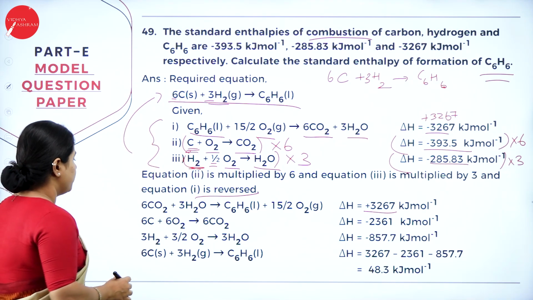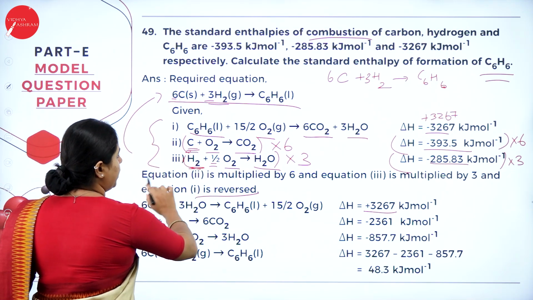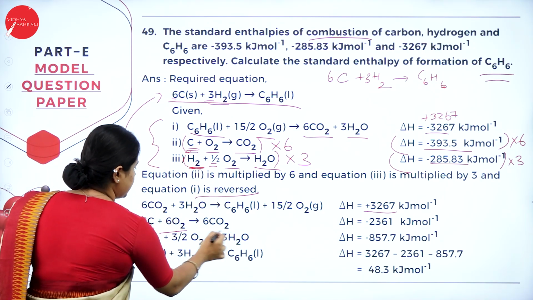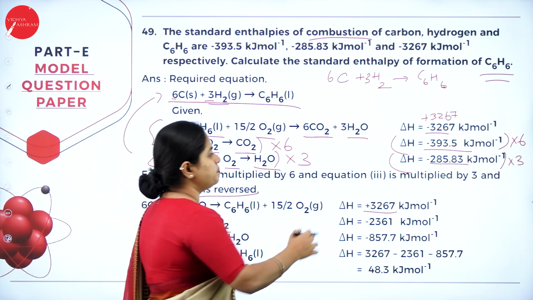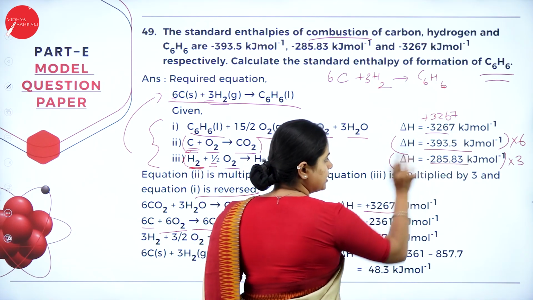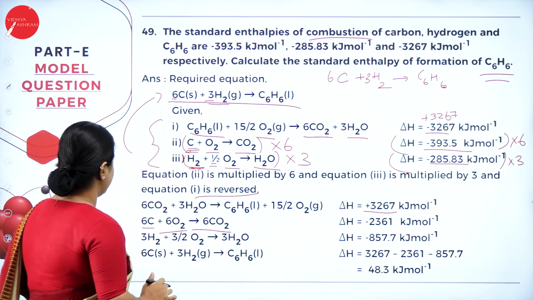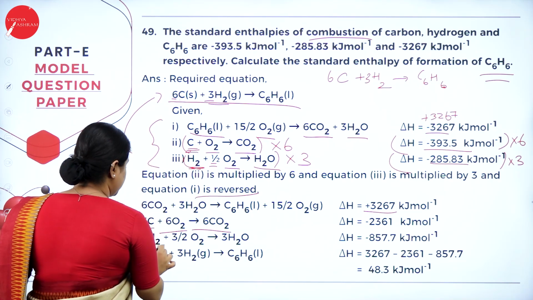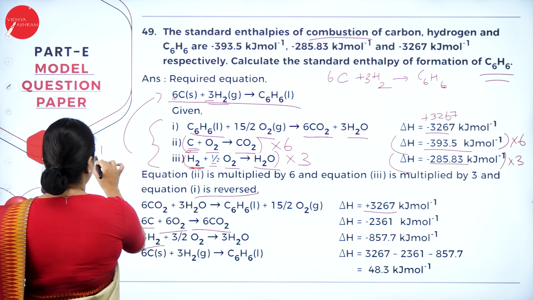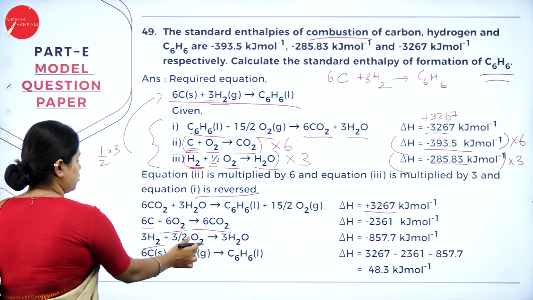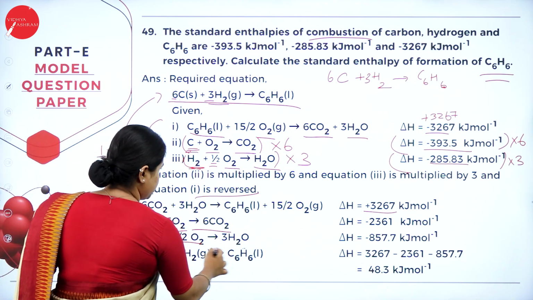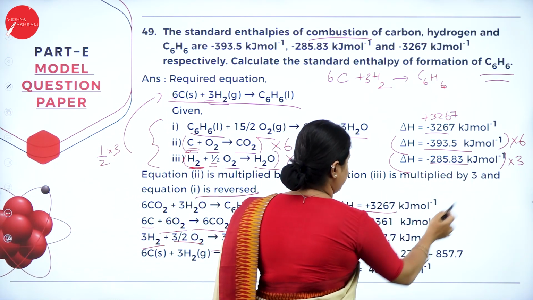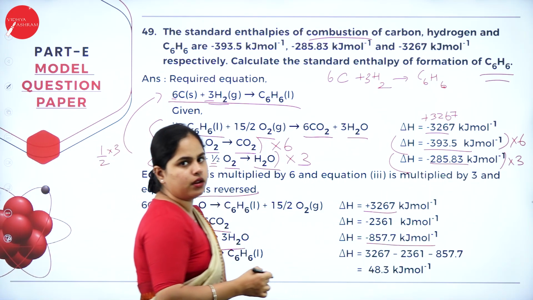Clear? Now, the second equation, if we multiply by 6, it becomes 6 carbon plus 6 oxygen gives 6 carbon dioxide. So the value also we have multiplied by 6. Clear? Now the third equation is multiplied by 3. So 3H2, 1 by 2 into 3 is what? It is 3 by 2. So 3 by 2 O2 gives 3H2O. So this value is also multiplied by 3, which will give you minus 857.7.